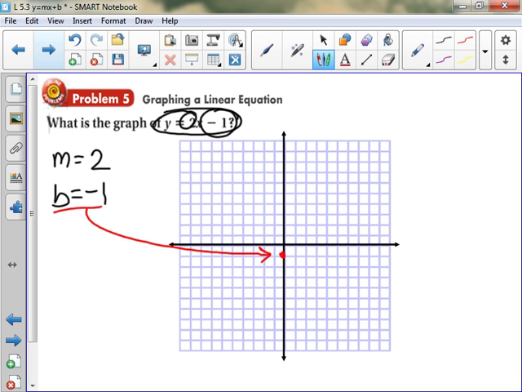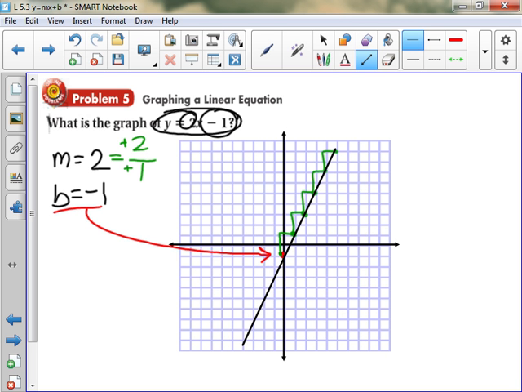The slope is 2. Now a slope is generally written as a fraction, so I'm going to write 2 as a fraction by writing it over 1. 2 over 1. That means I'm going to go up 2 and to the right 1. So starting at the beginning point, I'm going to go up 2 and over 1 and put another point there. And go up 2, over 1, put another point there. And I just continue to repeat that process until I have a line. And that's my line by connecting all of the points.